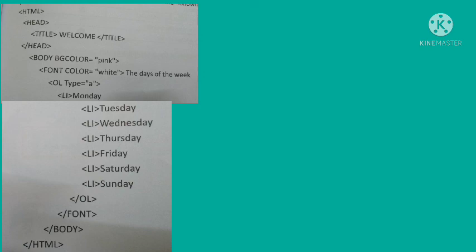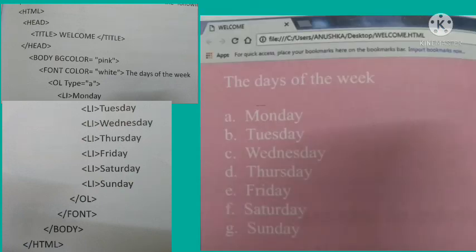Students, this program displays the days of a week using the OL tag. You can see the output of the HTML program. Before the name of every day there is an order, that is A, B, C, etc. So that is the use of the OL tag.